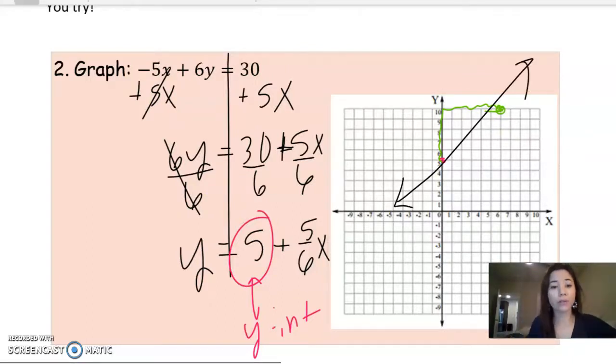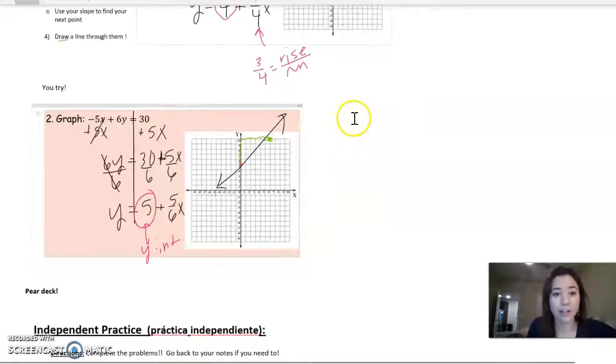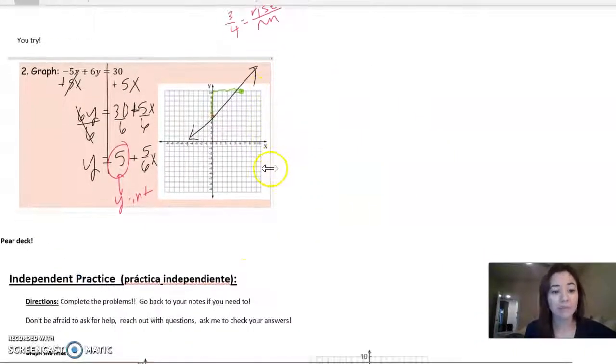Alrighty, there you go. Hopefully you did okay. Again, if you got it wrong, go ahead and make sure you have it right, and correct your answer and see where you made a mistake.